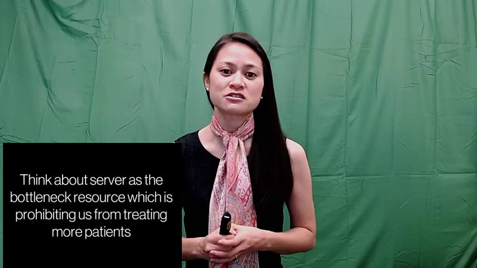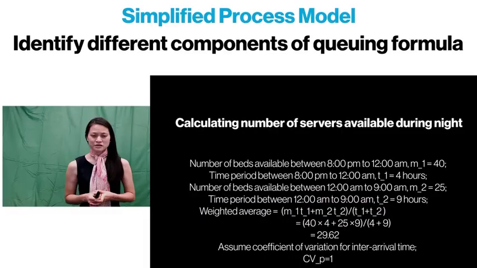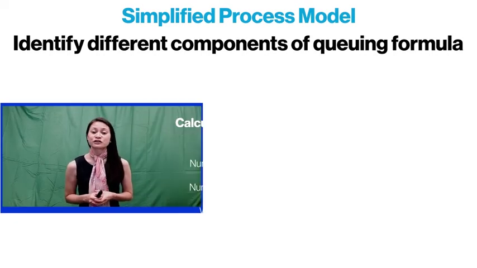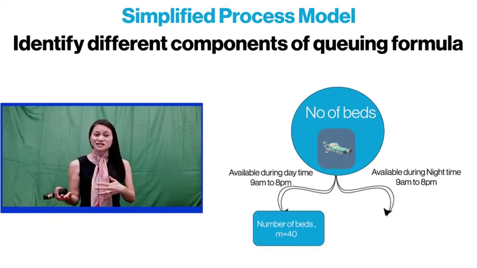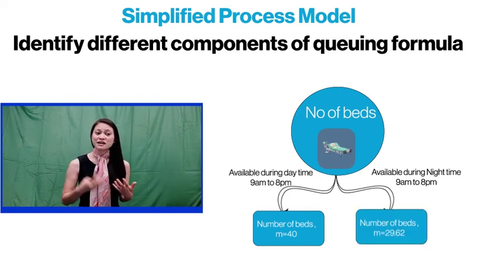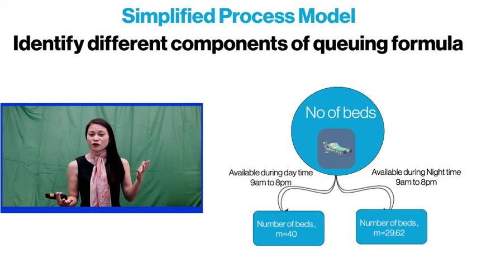For this particular exercise, I'm going to assume that a server corresponds to a bed. In your particular situation, if you are trying to utilize these tools, you would want to understand what is the limiting resource and use that as a server. Okay, so for this exercise, we're going to assume that a server is a bed. And we see that there's actually variation between the nighttime and the daytime for the number of beds available. So during the day, from 9 a.m. to 8 p.m., all rooms are open, and so there's 40 beds available, 40 servers.